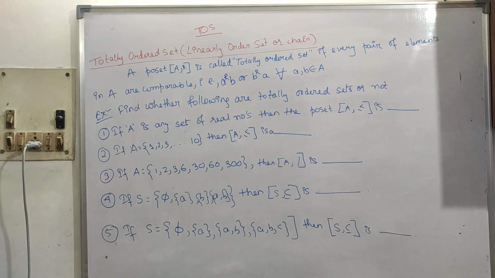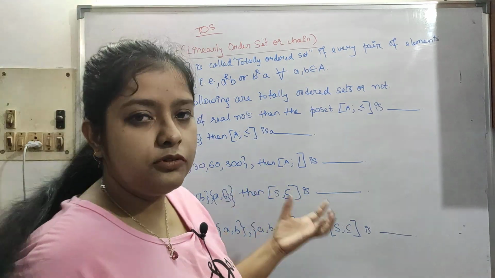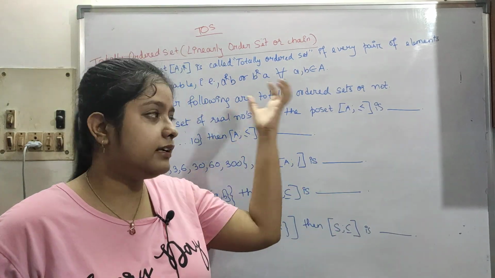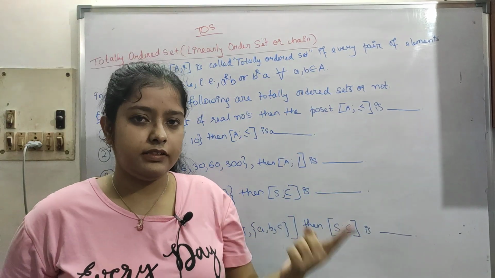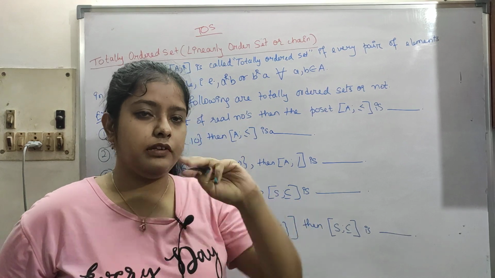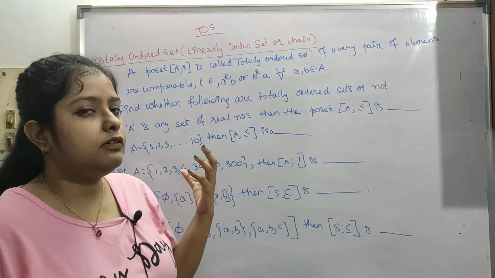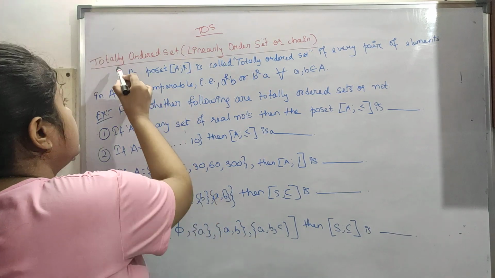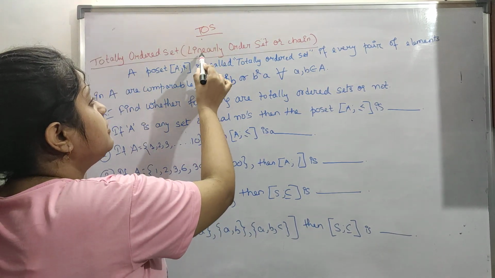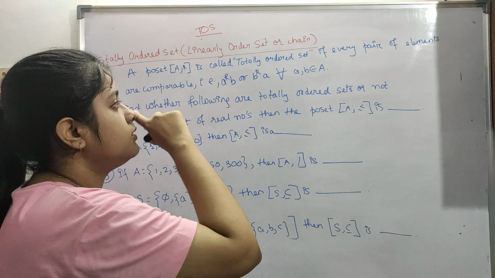So now next is totally ordered set. We have already seen poset. So what is a poset? A partially ordered set has a reflexive relation, an antisymmetric relation and a transitive relation, all at the same time. So now let's see what this is. Totally ordered set, TOS, or it can be called a linearly ordered set or chain.